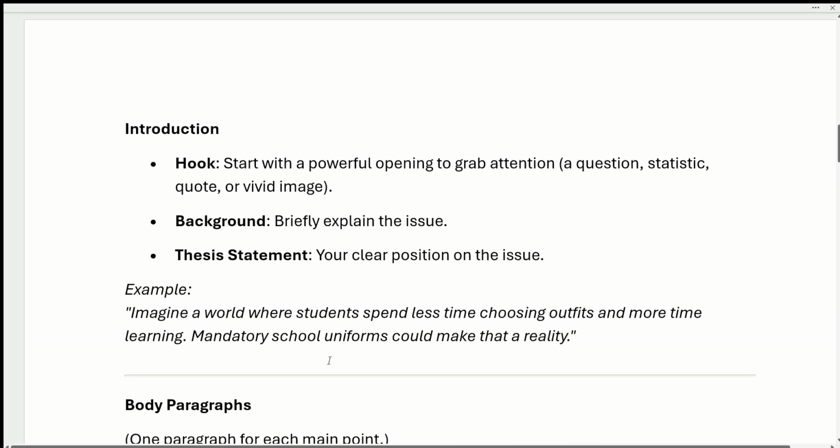So the first thing we do, as with any kind of writing in English, is start off with an introduction. The first thing you should do is start off with a hook. You can start with a powerful opening to grab their attention, like a question, sarcastic comment, satire, quote, vivid image, anything that comes to your mind that is going to help in answering the question. Then you're going to give a little bit of background, like briefly explain the issue and the thesis statement to that question so that your position is clarified with that issue that you're discussing.